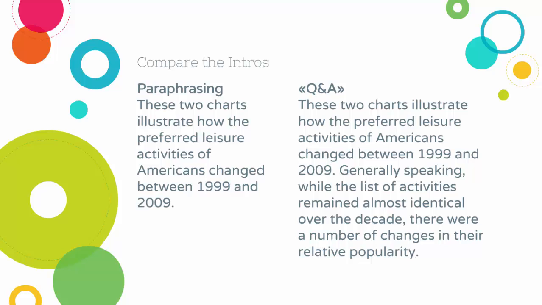These two charts illustrate how the preferred leisure activities of Americans changed between 1999 and 2009. Generally speaking, while the list of activities remained almost identical over the decade, there were a number of changes in their relative popularity. Now that's a great start.